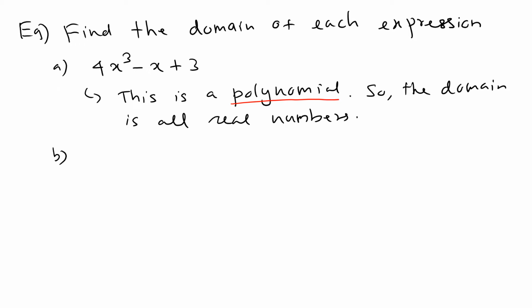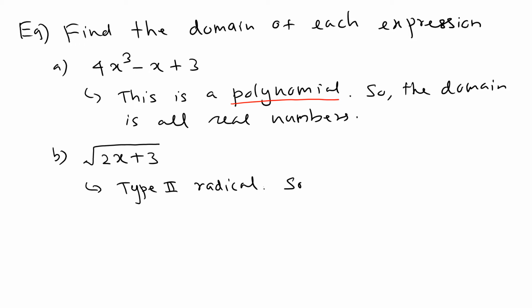Part B. How about the square root of 2x plus 3? You can see that this is a type 2 radical, so be careful with this one. The condition is that whatever you plug in here has to be greater than or equal to 0. That's the only condition. So 2x plus 3 has to be greater than or equal to 0. Now we're going to simply solve this one. This is not that difficult to solve.